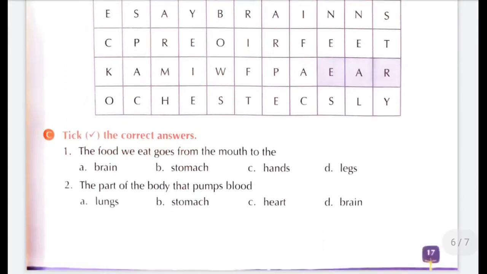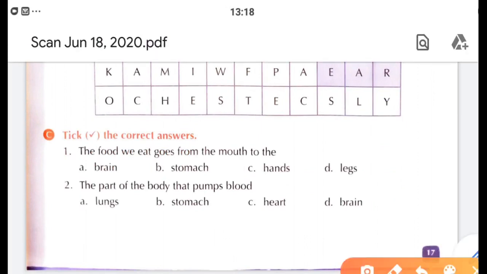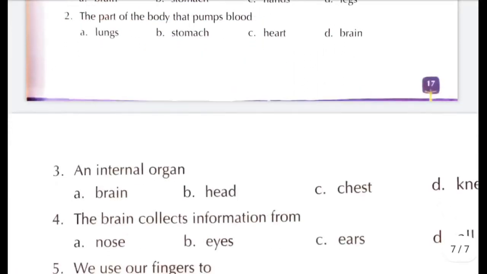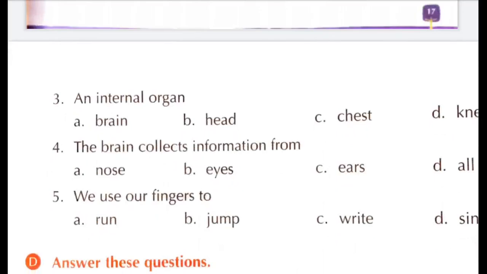Exercise C. Tick the correct answer. Here you have to choose the correct answer from the words given below. So look here at question number 1. The food we eat goes from the mouth to the stomach. So stomach is the correct answer. Similarly, you have to do 2, 3, 4, 5 by yourself.